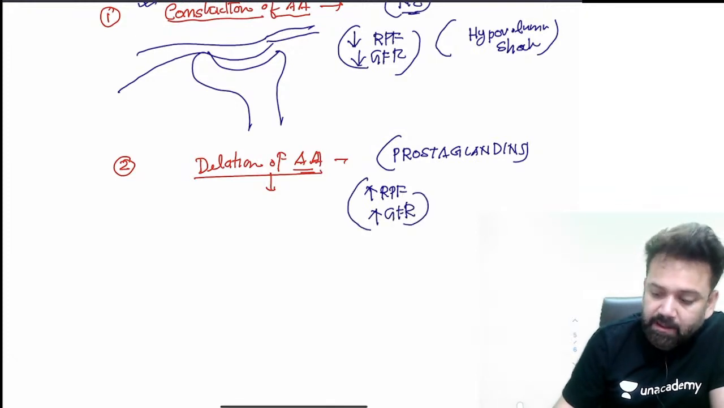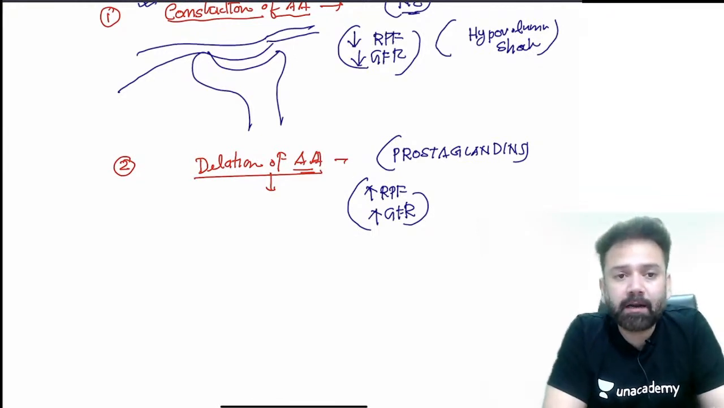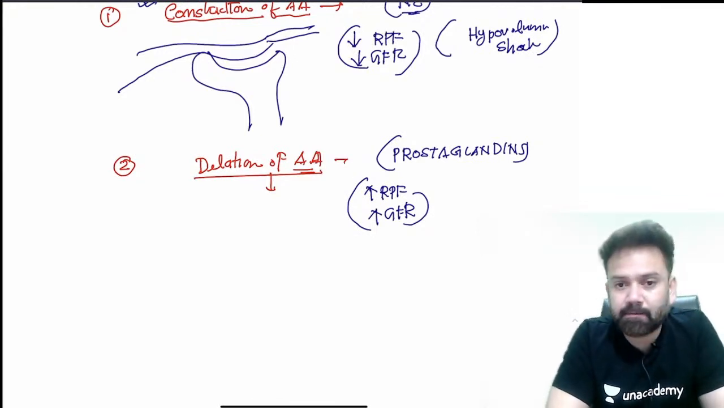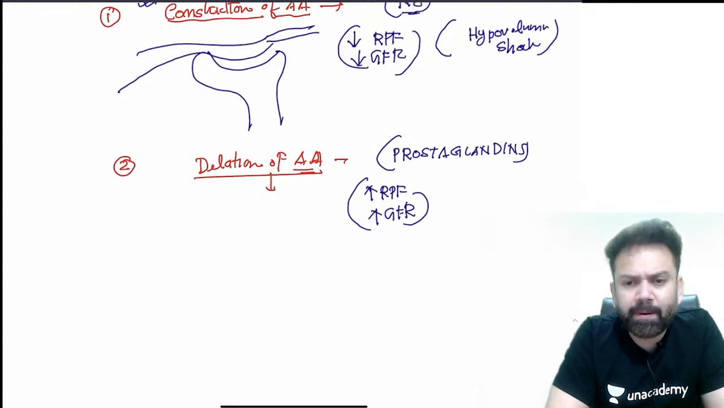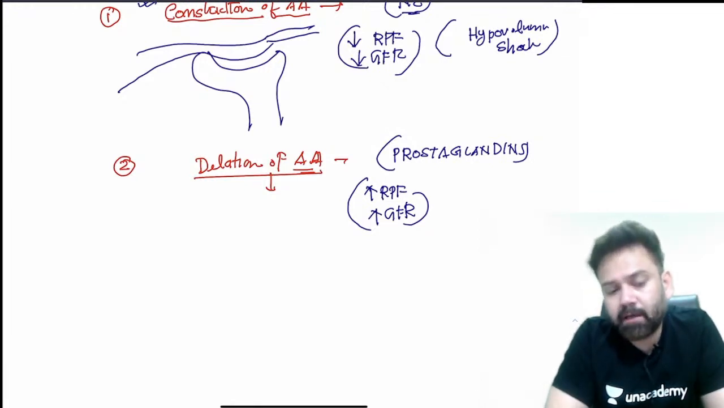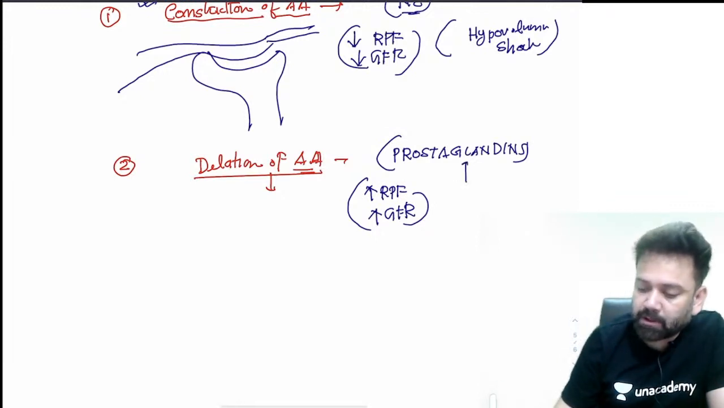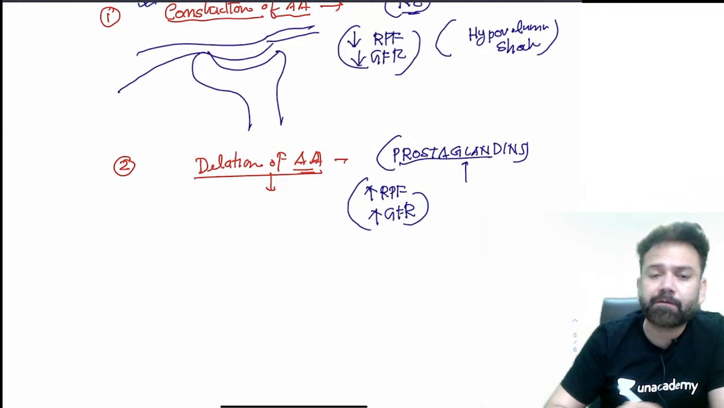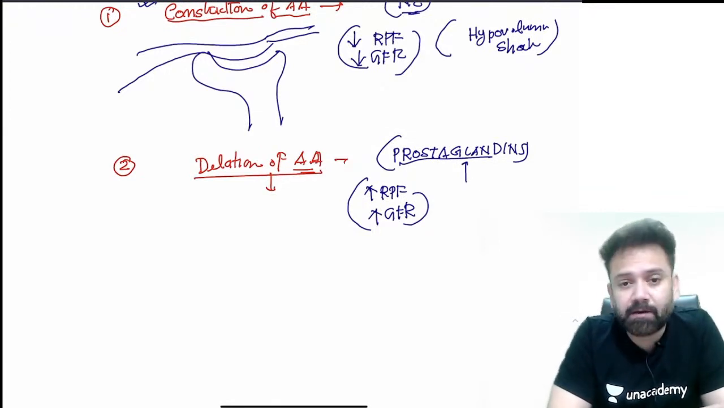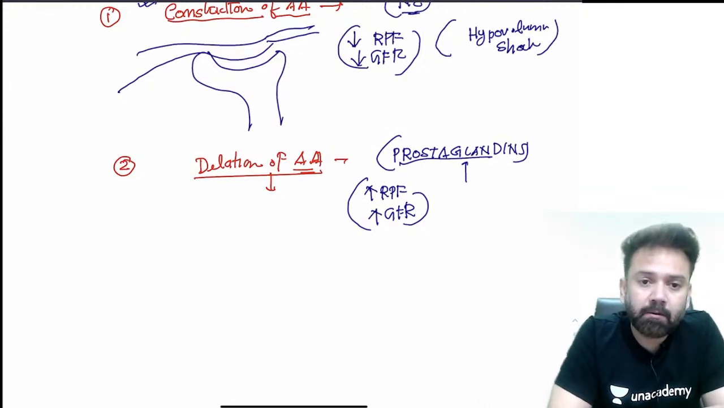That is why, if you give prostaglandin inhibitors like NSAIDs, painkillers, they are not good for the kidney if taken for a long time. Because they can inhibit prostaglandins and that can constrict the efferent arteriole, decreasing GFR and hampering the blood supply. The chronic decrease in the renal plasma flow can damage the kidney by the NSAID.